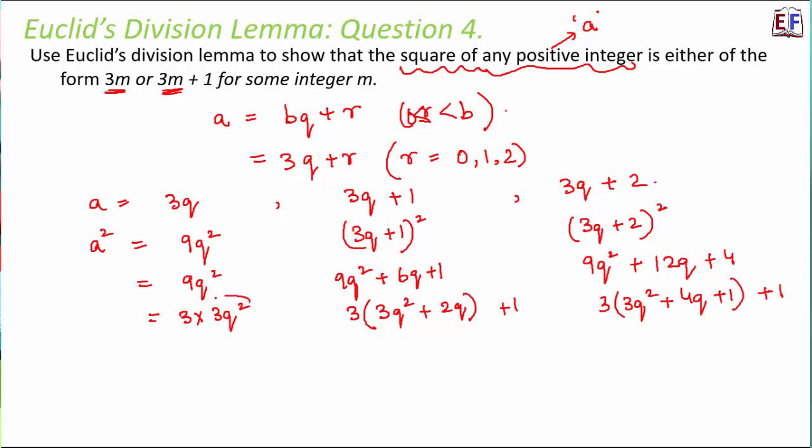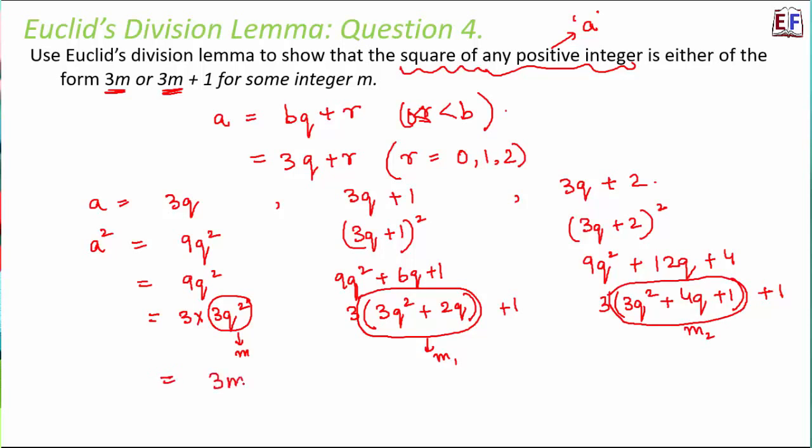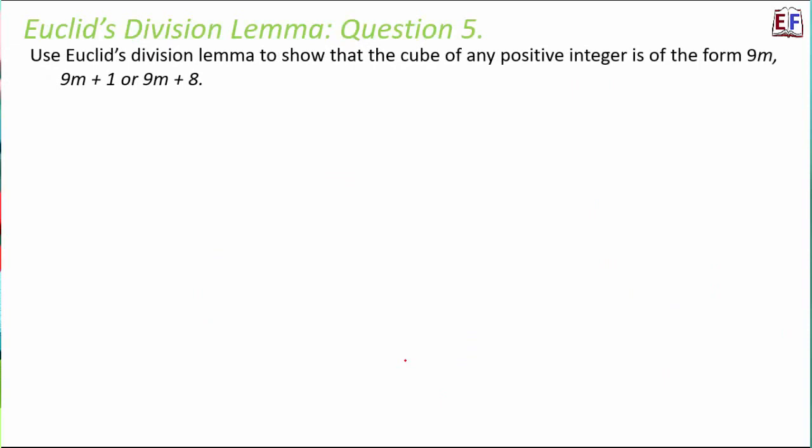Now let us assume that this is some constant m. Similarly, let us assume that this is some constant m1, and this is some constant, say m2. So this can be written as 3m, this can be written as 3m1 plus 1, this can be written as 3m2 plus 1. But if you look at the form, it is either 3m or 3m plus 1. Those are the two forms in which we can write the square of any positive integer. And that's what we had to prove. Now let's look at question number 5.